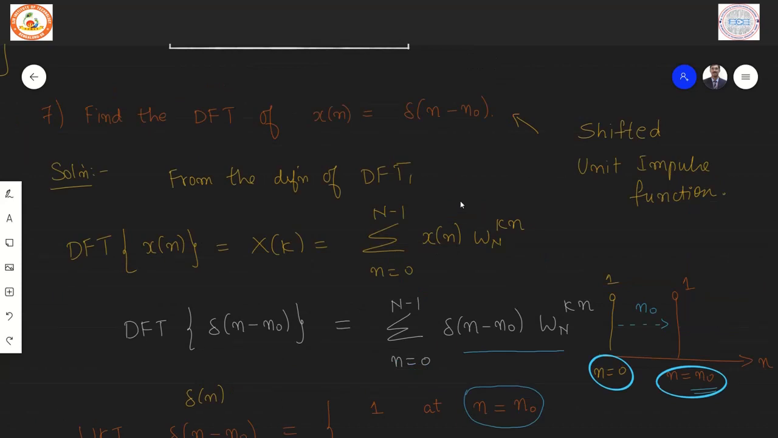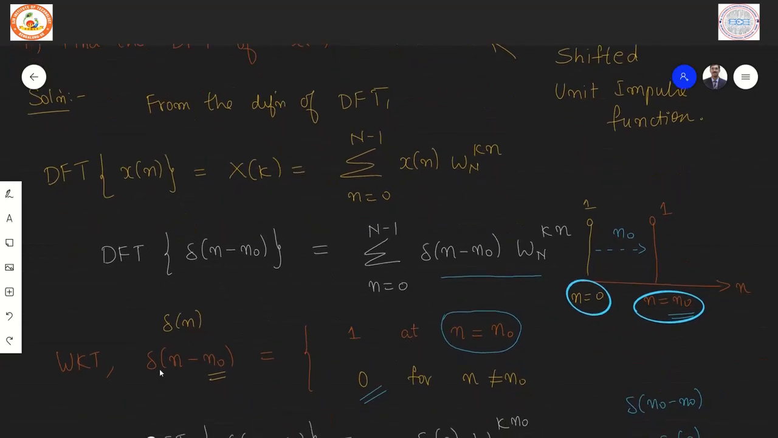This numerical is a simple variant of the previous one because there we had solved for delta of n. Here the input x of n is a shifted unit impulse function given by delta of n minus n naught, where n naught is the shift. Now from the definition of DFT, once again here we take the definition. In this definition, x of n we are substituting as delta of n minus n naught. Therefore, we can see that DFT of delta of n minus n naught will be, on substituting x of n in the above equation, we get this. Now, if we understand the definition and the significance of delta of n minus n naught, then the problem is very simple.